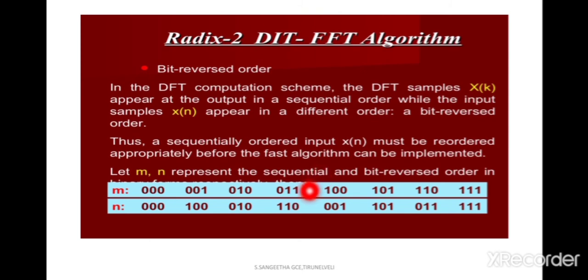For 4 we have 1 0 0, whose reversal is 0 0 1, which means 1. For 5 we have 1 0 1, the same value, so the bit reversal of 5 will be 5. The bit reversal of 6, that is 1 1 0, will be 0 1 1, which means 3. Then the bit reversal of 1 1 1 will be the same 1 1 1, which means 7. So the bit reversal order of each value from 0 to 7 can be seen here.